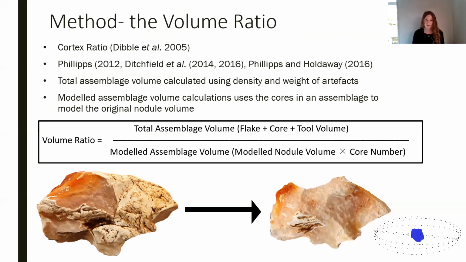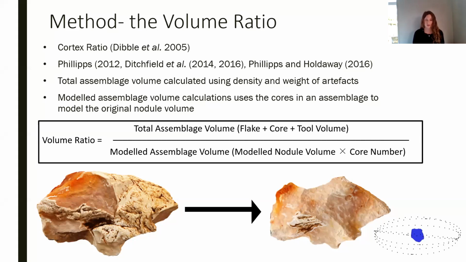This is a method similar to the cortex ratio that utilizes volume rather than cortex and surface area to calculate the amount of material expected in an assemblage. The volume ratio is calculated by dividing the total assemblage volume by the modeled assemblage volume. So the total assemblage volume is the cumulative volume of the flakes, cores, and tools in an assemblage, and this will be discussed further on the next slide.